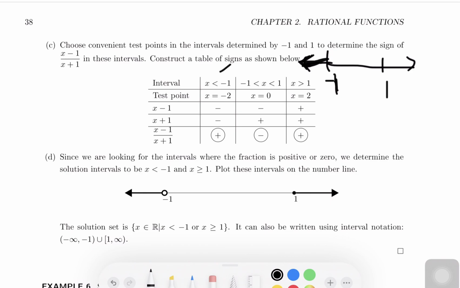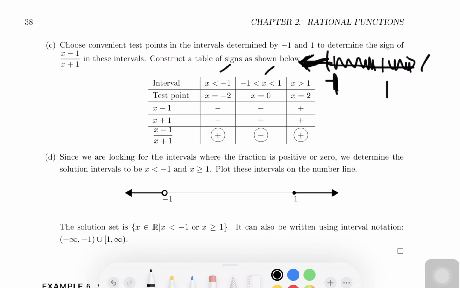Left side na siya, so less than negative 1. And then this part will be x between negative 1 and 1. And the last part is x greater than 1. Okay? So these are your 3 intervals. That is why you really need to draw your number line after finding your zeros in the numerator and denominator.